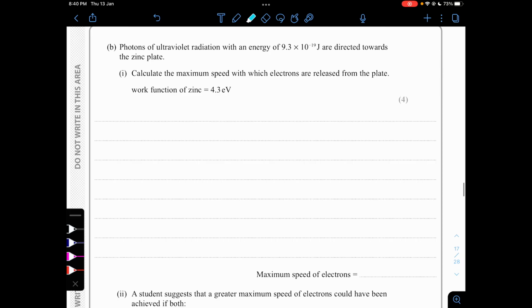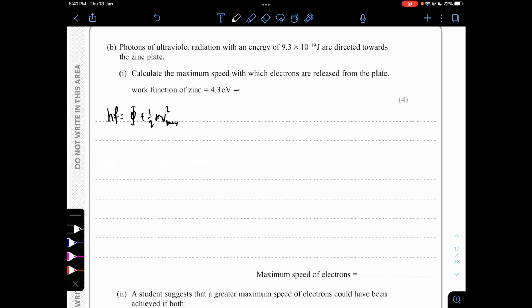So photons of ultraviolet radiation with an energy of 9.3 times 10 to the power minus 19 J are directed towards the zinc plate. Calculate the maximum speed with which the electrons are released from the plate. The work function of zinc is 4.3 electron volts. Okay, so what equation do we use here? We use the equation hf equals work function plus half mv squared max, right? So we know 4.3.